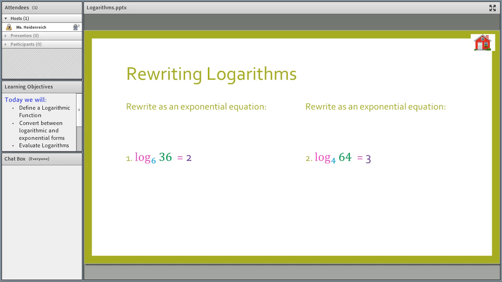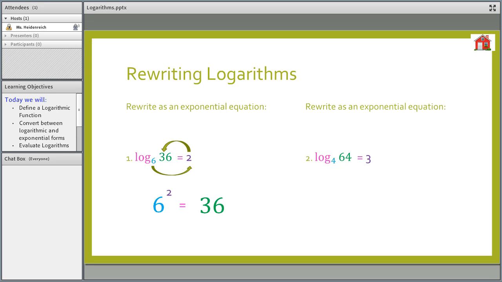I have seen some people use these arrows, which I find very helpful. So you can start with the base. The base is that little number. So it's log base 6 of 36 equals 2. 6 is the base, and then the 2 becomes the exponent, and that equals 36. So you might write in those arrows as you do these problems.